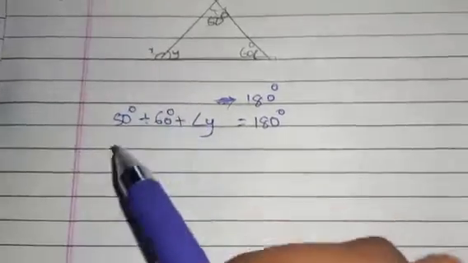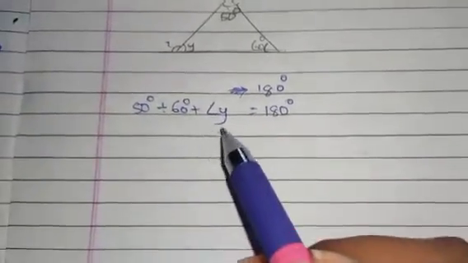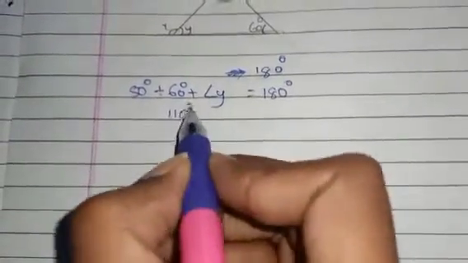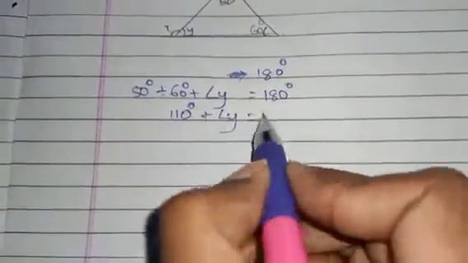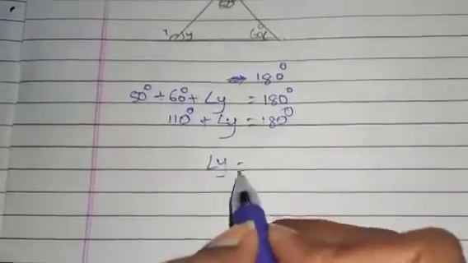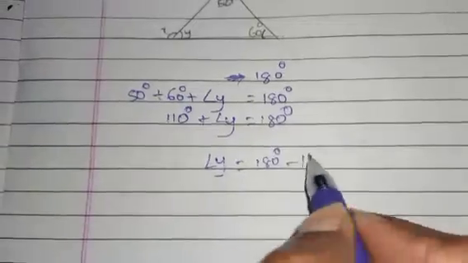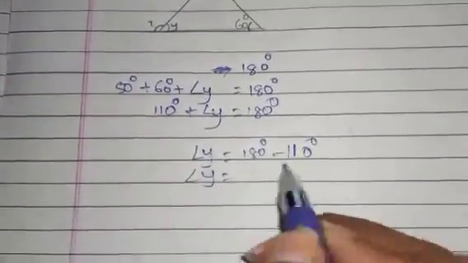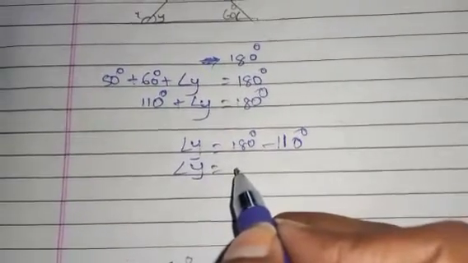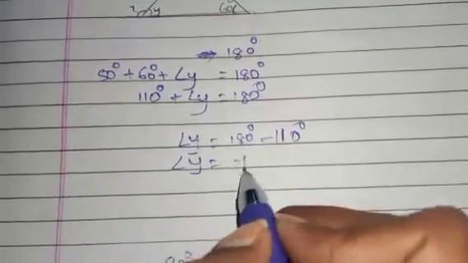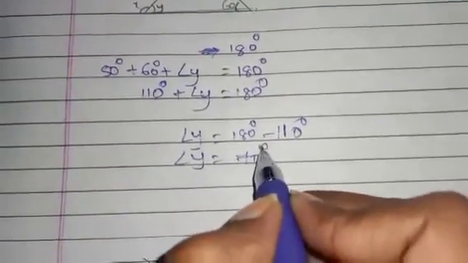Okay, that is a linear pair. So 50 degrees plus 60 degrees plus angle y is equal to 180 degrees. 50 plus 60 is 110 degrees, plus angle y is equal to 180 degrees. This 110 degrees we are shifting to that side, means 180 degrees minus 110 degrees. So angle y, how much will it come now? It is 70 degrees.